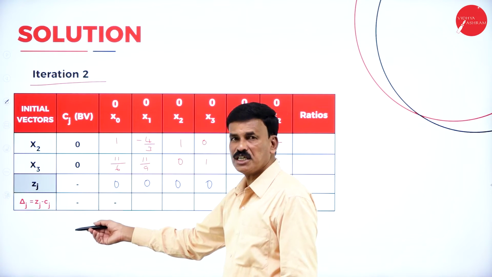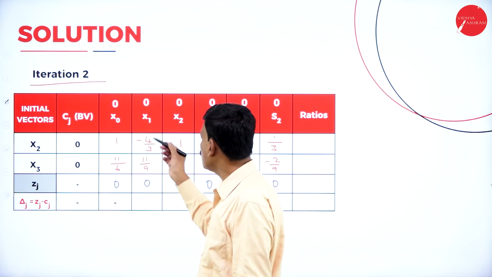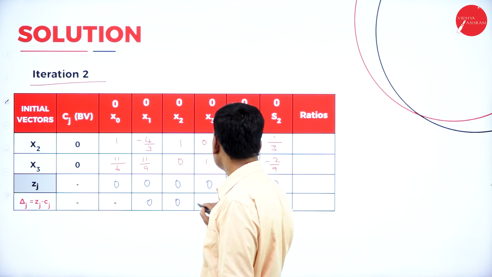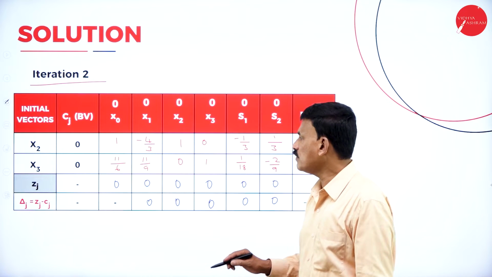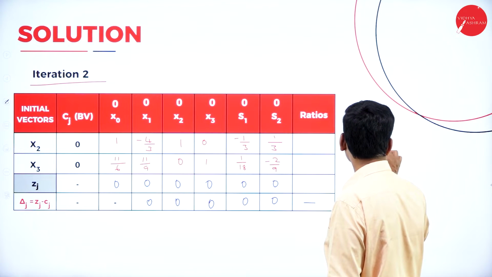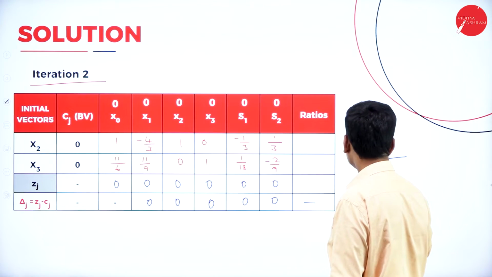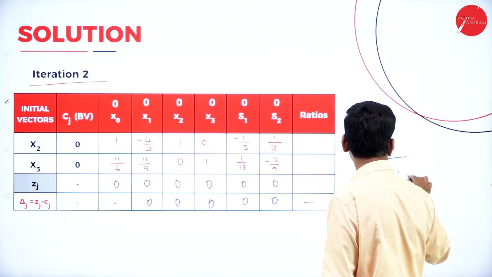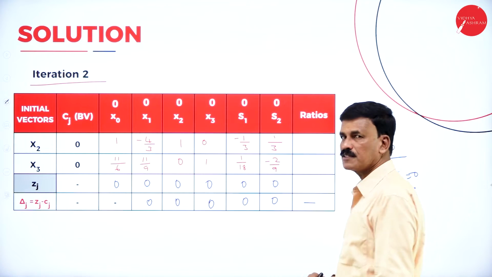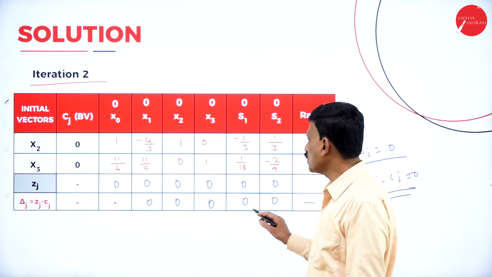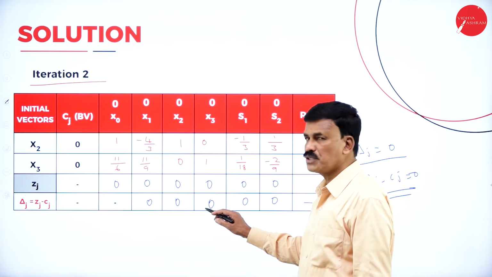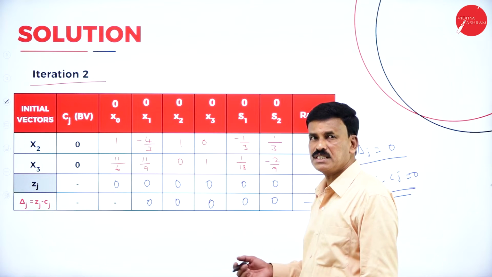What is delta J? Zj minus Cj. If you subtract 0, you will get 0, 0, 0, 0 and 0. So that means all the values of delta J are equal to 0, that is Zj minus Cj is equal to 0. Right, so here all the values are greater than or equal to 0. All the values are 0, no negative values. Hence, the optimality is reached.